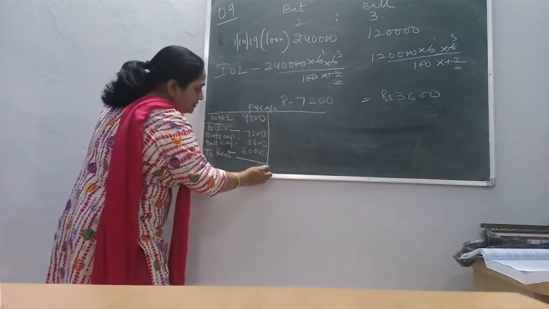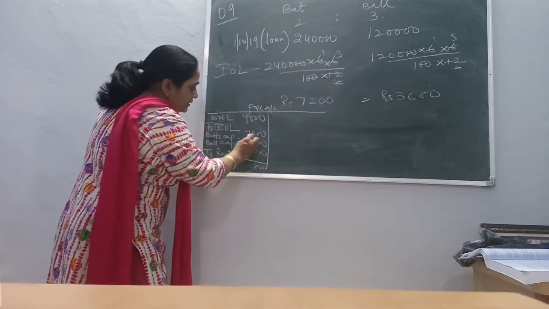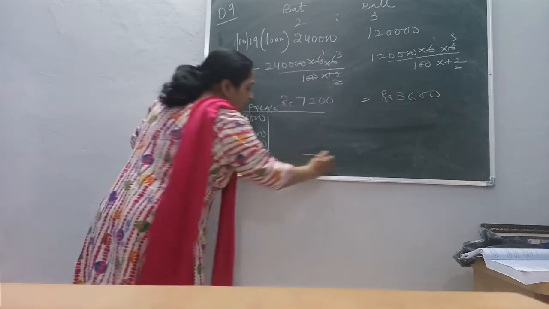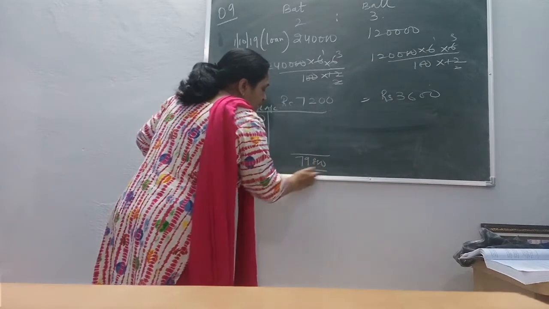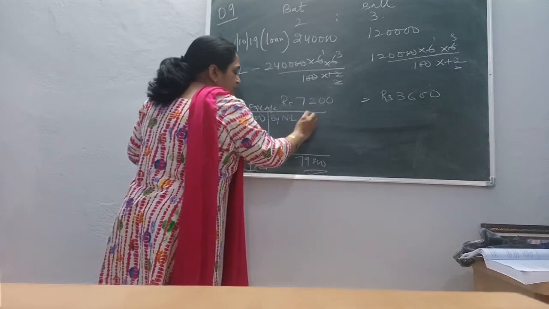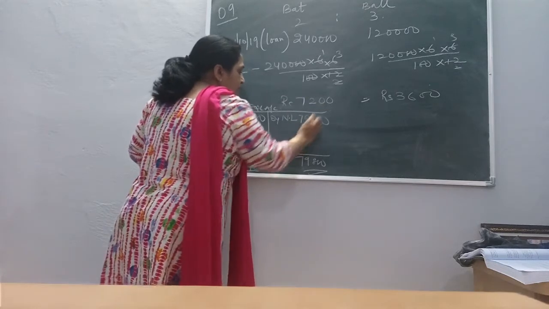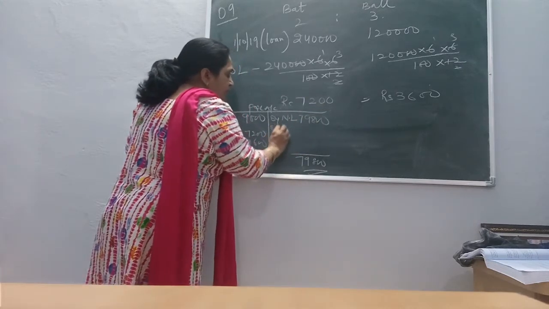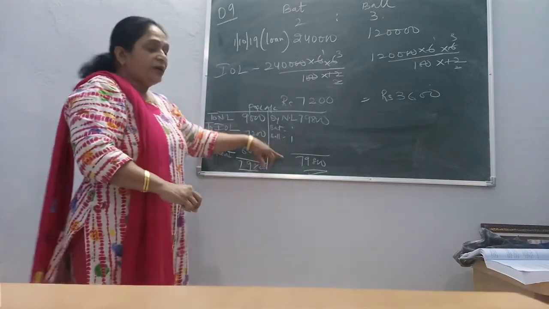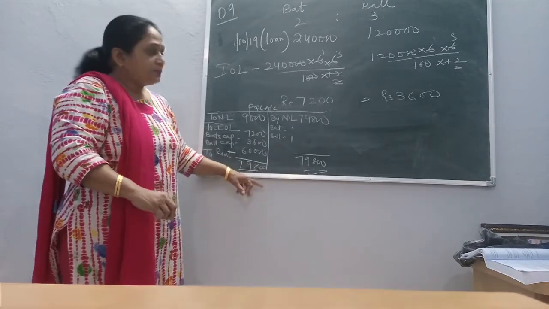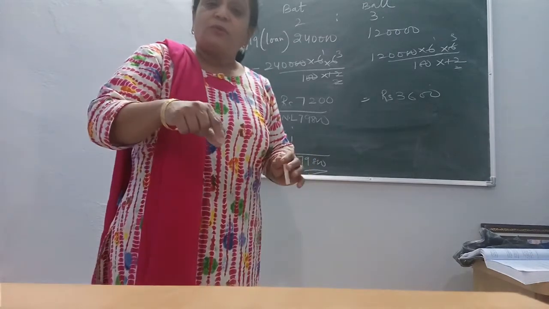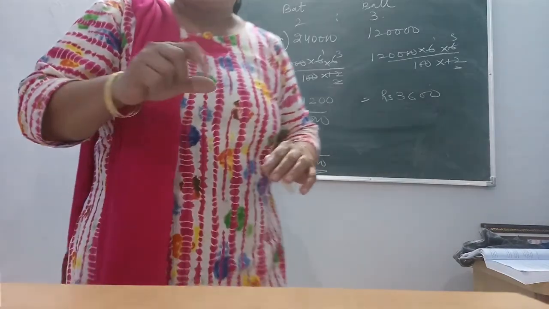This you will total here: 0, 0, 8, then 1, 0, 1, 9, 9 carry 1, 79,800. This is the total loss of 79,800. This will be divided between Bat and Ball in the ratio 2:3. So divide this and complete the question. Okay, 9th question is over. Next video I will be continuing with my 10th question. Okay.